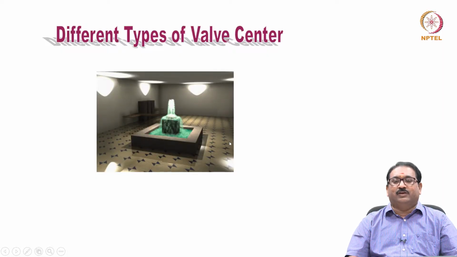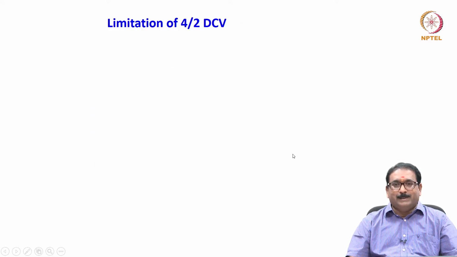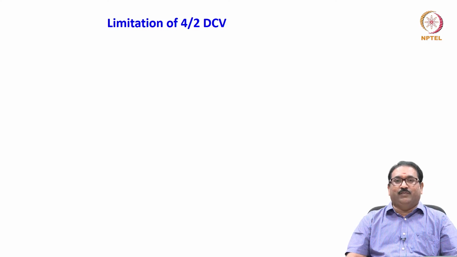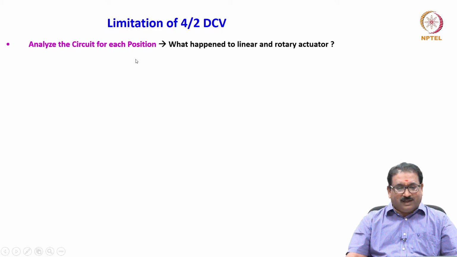Now let us see the different types of valve centers. Why are different centers required? Quickly you will see, friends. To understand the different types of valve center at the middle position, see the limitations of the 4 by 2 DCV. Then you will understand why one more position is required in the valve. See here, analyze the circuit for each position.